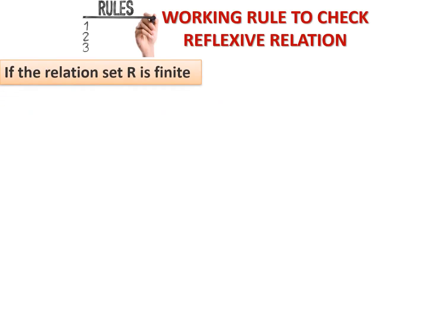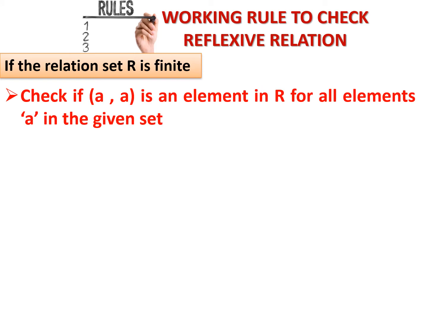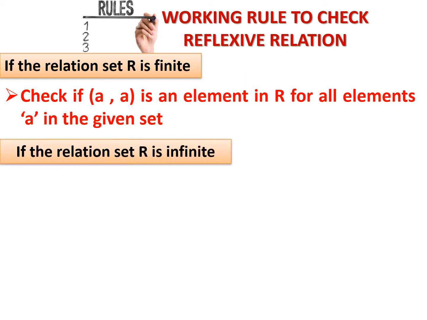Take one example, working rule. Suppose we can have a finite set or an infinite set. Let us see what you have to do in a finite set. (A, A): you just check whether it is there in the given set. For example, (1,1), (2,2), (3,3), (4,4), (-1,-1). You check whether it is there in the given set. If it is there, then it is reflexive.